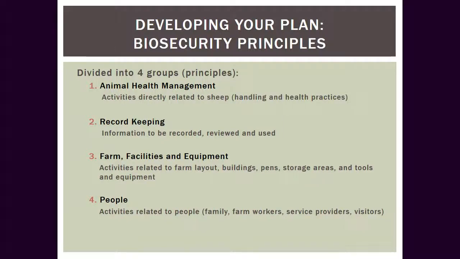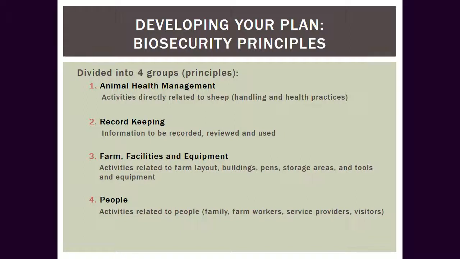The Farm Facilities and Equipment Principle focuses on the layout and management of the buildings, pens, and equipment on your farm. Reviewing this area will help detect if your management relating to such things as feeding equipment or tools like used needles or unclean shears are potentially contributing to disease spread on your farm.